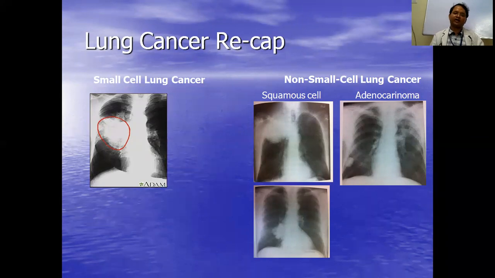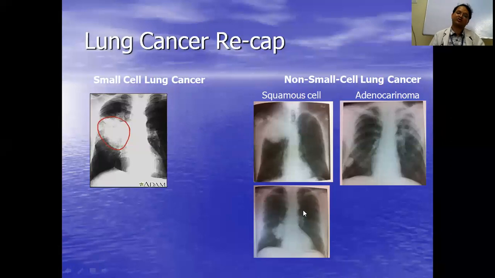So we'll go through a quick recap. I want you to remember what's the most common type of lung cancer, squamous cell. And among all the cancers, which is the most aggressive type, small cell. And which are the carcinomas which originate centrally, squamous as well as small cell, and which are the carcinomas which occur peripherally, adeno and large cell.